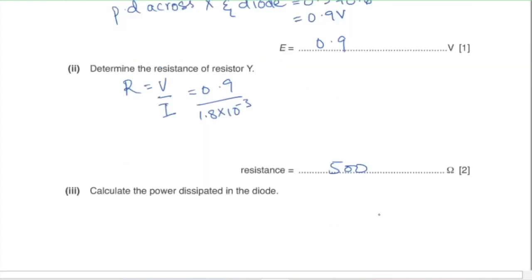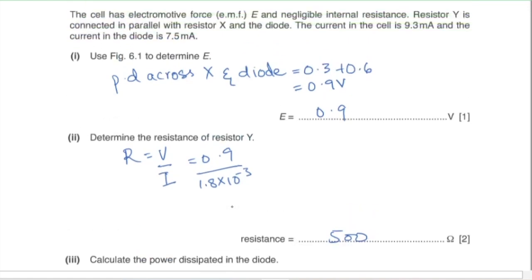Part 3, calculate the power dissipated in the diode. Power dissipation has its formula I squared R. Since they are asking us to get the power dissipation in the diode, so resistance of the diode and current across diode.